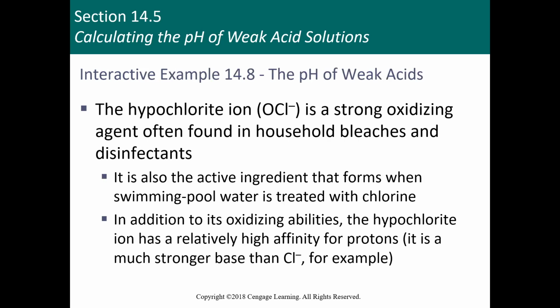So the hypochlorite ion, which is OCl-, is a strong oxidizing agent, often found in household bleaches and disinfectants. It is also the active ingredient that forms when swimming pool water is treated with chlorine. In addition to its oxidizing properties, hypochlorite ion has a relatively high affinity for protons, so it's a stronger base than Cl-, which means that typically it is going to be part of a weak acid, weak base system equilibrium that we've seen before.